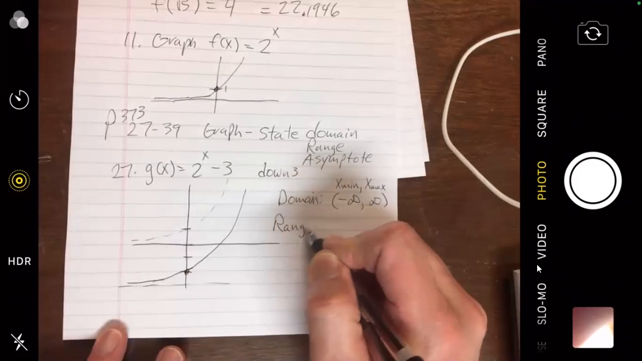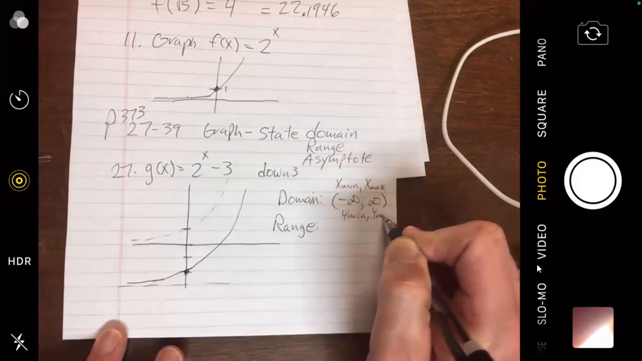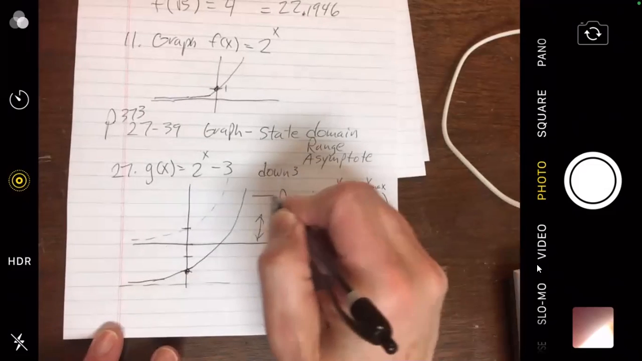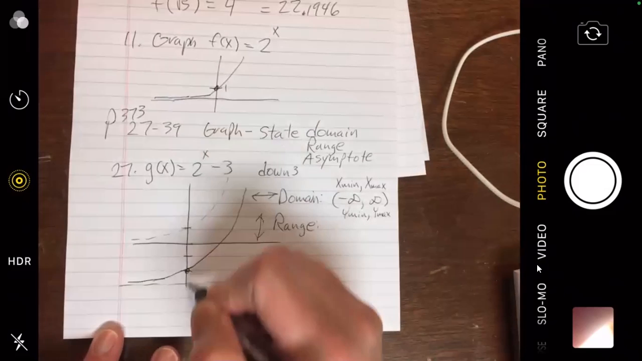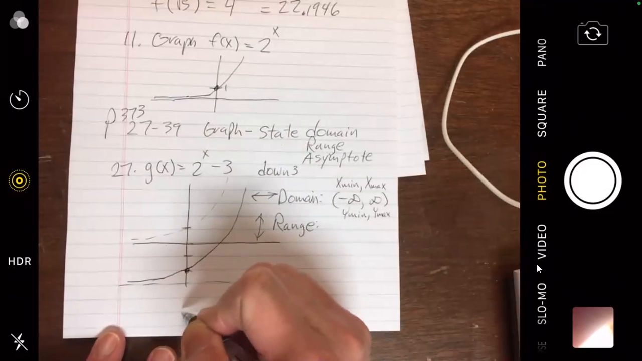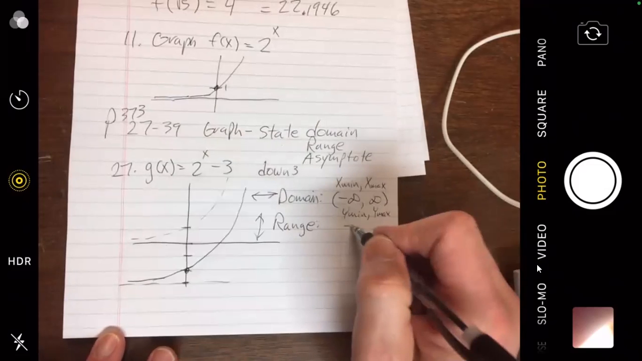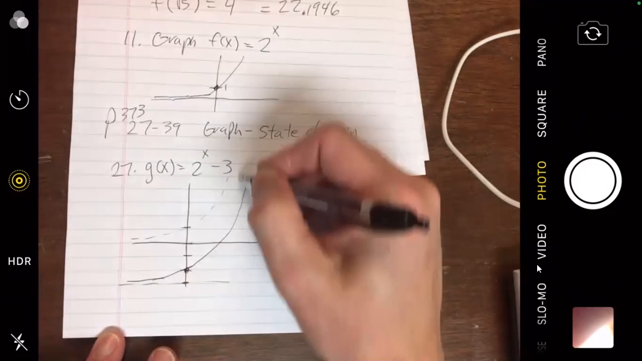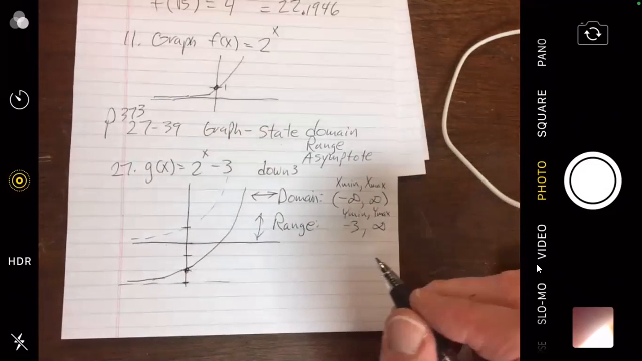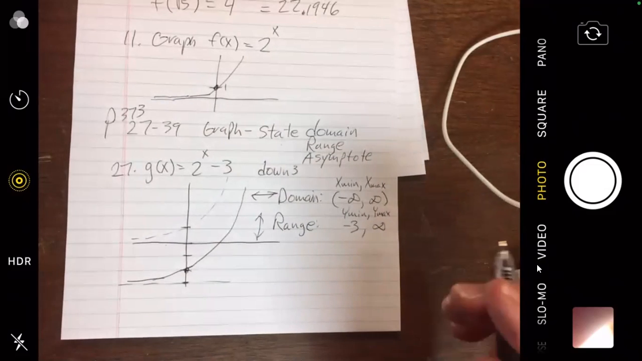Range. Y min, Y max. Now you're thinking vertically. So range, you're thinking vertically, domain, horizontally. All right, well, you got to start. You see, there's nothing lit below here. So you're really starting at -3. You're going all the way up to infinity. All right, do we need a reminder about interval notation, or does everybody remember your interval notation?